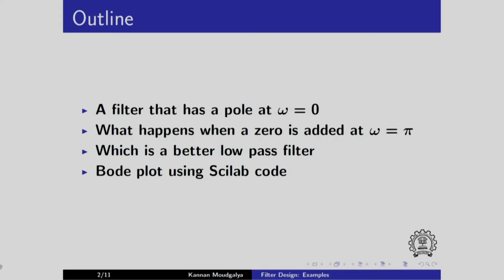Welcome to this presentation in which we will present some design examples. In a previous video, we discussed how to design filters using pole zero location. In this talk, we will consider a filter that has a pole at omega equals 0. We will consider another example in which we will add a 0 at omega equals pi. We will discuss which is a better low pass filter. We will show Bode plots using Scilab code.